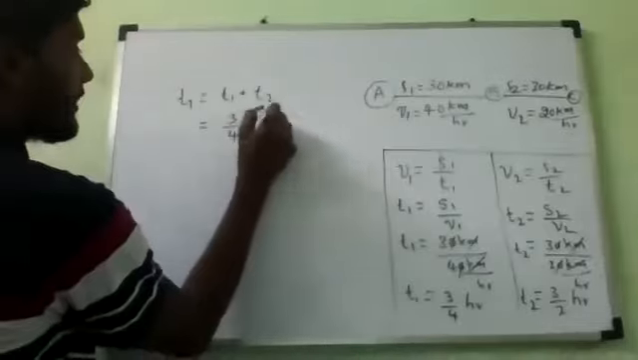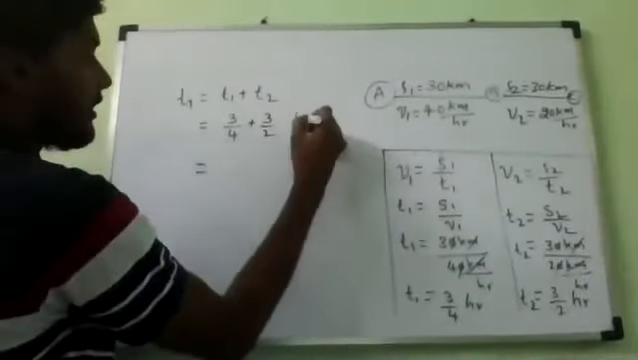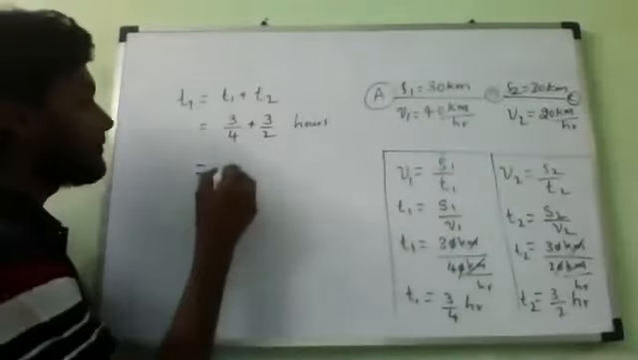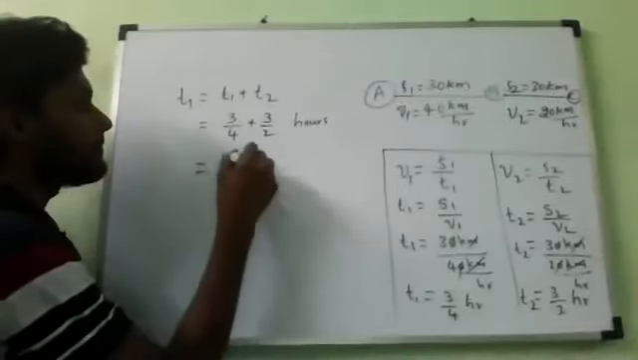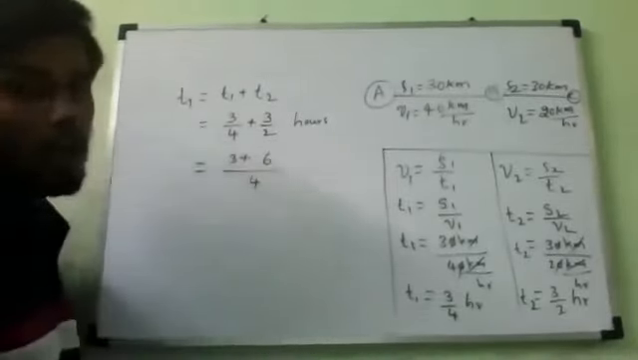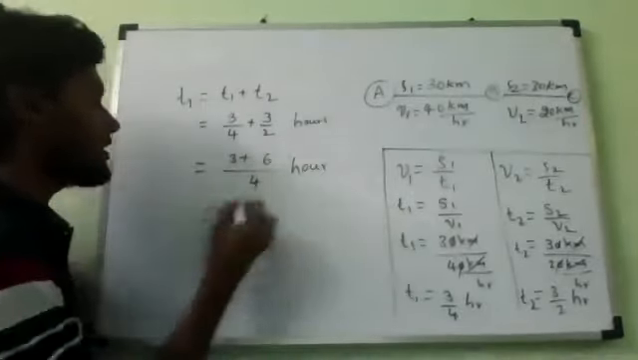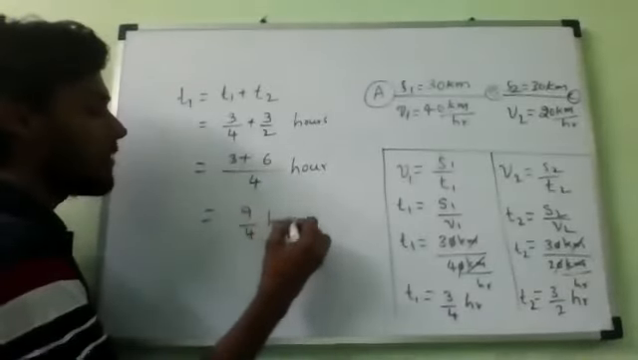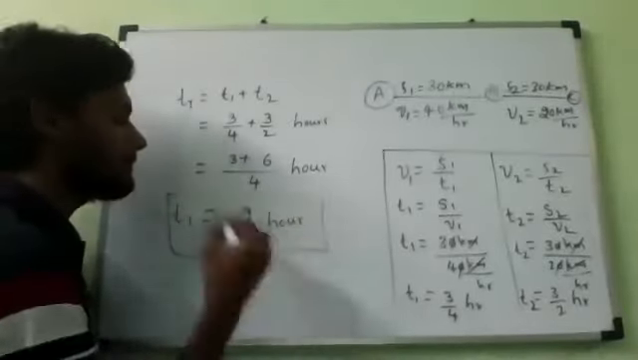So what is the LCM? You are all 9th class, correct? So what is the LCM? 4 is the LCM. Is it correct? So 3 plus 6 divided by 4 hours. If you do this, 6 plus 3 equals 9, so 9 by 4 hours. So this is the total time. Is it correct or not, Laksha?